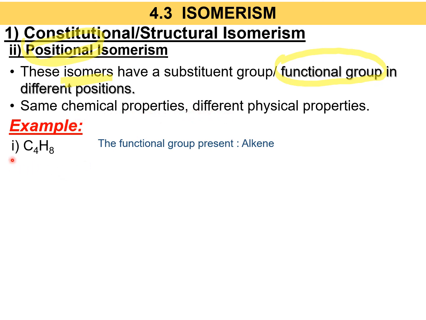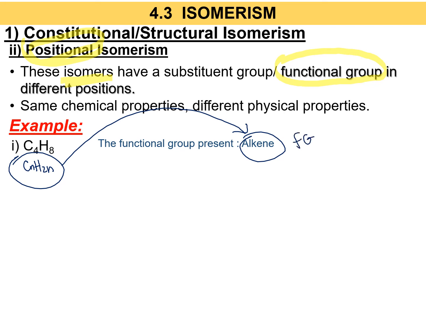For example, as you can see here, we have molecular formula C4H8. If you look closely, it has the general formula CnH2n. CnH2n is the general formula of hydrocarbons for alkenes. What is the alkene's functional group? The alkene functional group is the carbon-carbon double bond. So how can you do positional isomerism for C4H8?